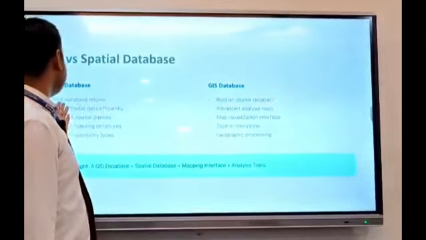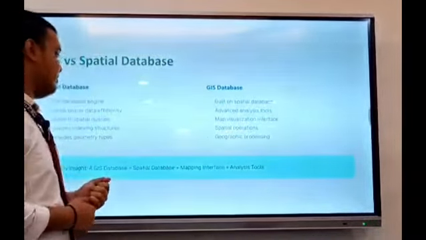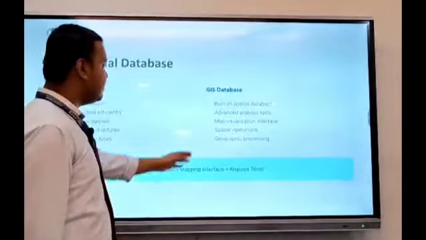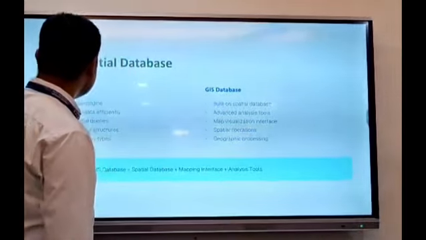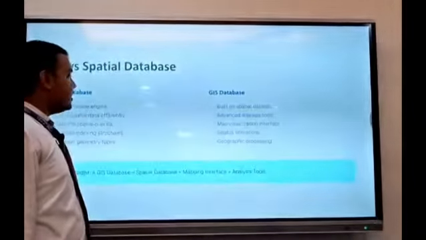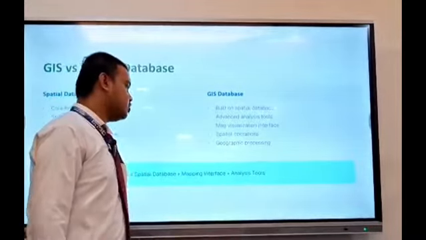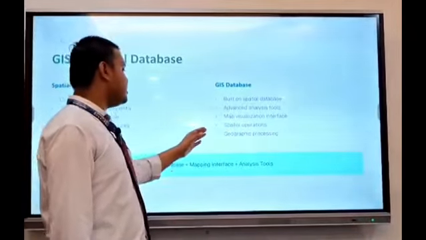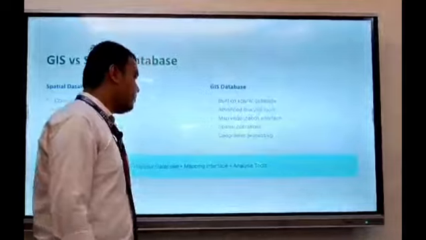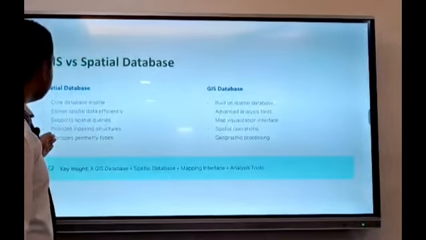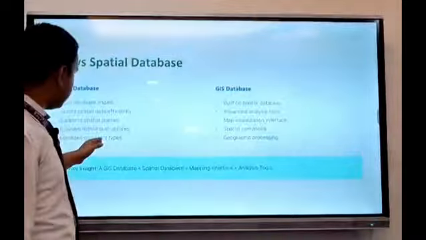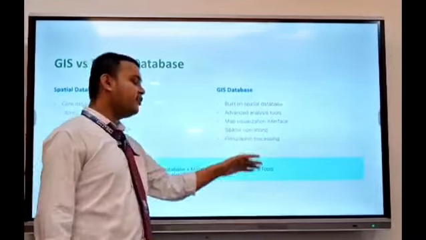Next is the difference between a spatial database and a GIS database. A spatial database uses the core database engine, and GIS builds on a spatial database. Next, a spatial database stores spatial data efficiently, and GIS provides advanced analysis tools. A spatial database supports spatial queries, and GIS supports the map visualization interface. Next, it provides indexing as a structure, and GIS provides spatial operations. Next, it manages geometrical types, and GIS manages geographical processing.